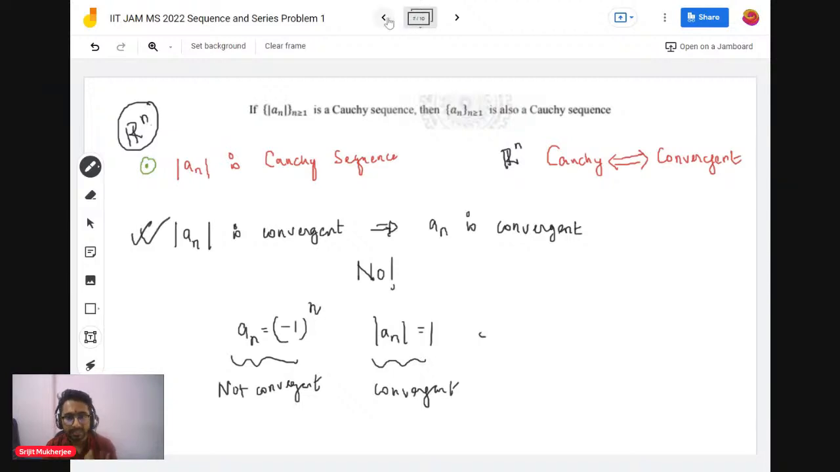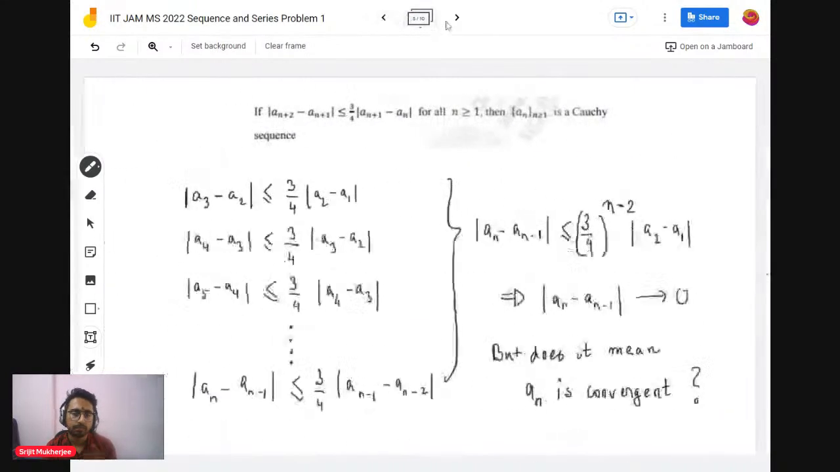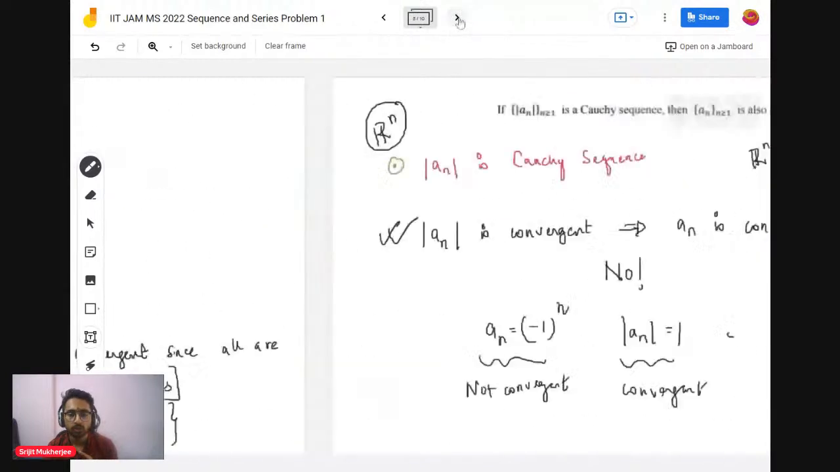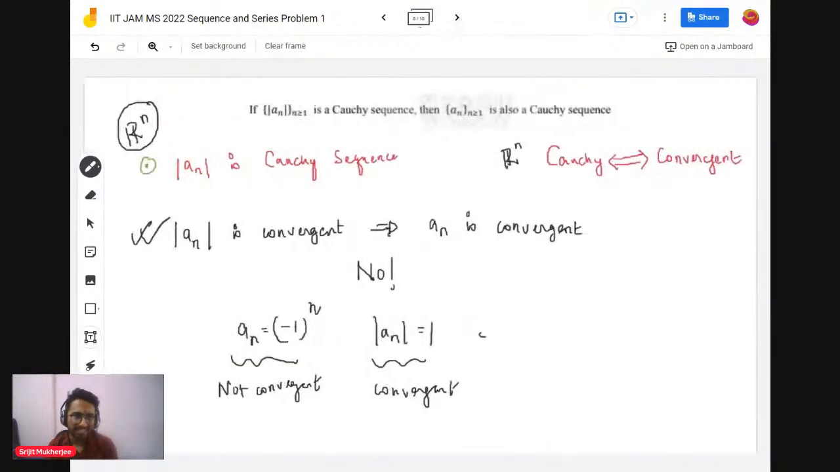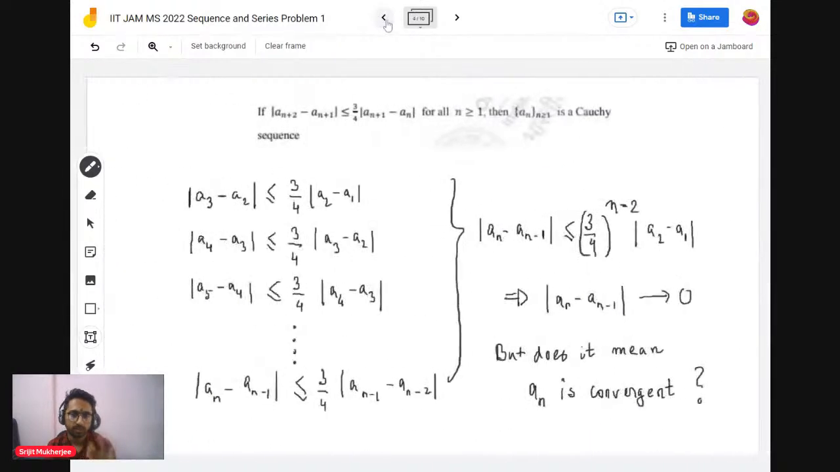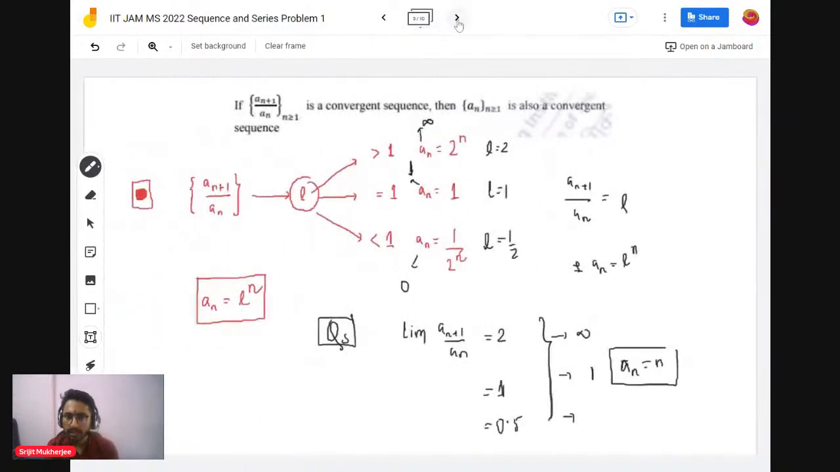So this same example will work. The same example, minus 1 whole to the power n, okay? Because mod of a_n is equal to 1, but a_n is plus minus 1, it's oscillating in nature, okay? So this gives you a right away counterexample that it's not always true. So we have these three examples quite meticulously done, and this one is really one of the interesting options out here that can help you learn a bit more.